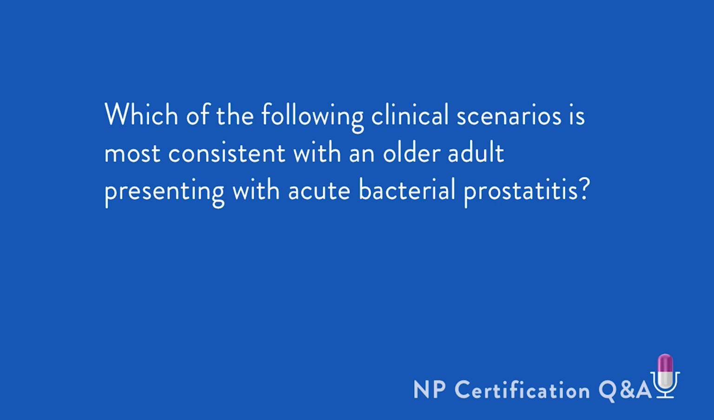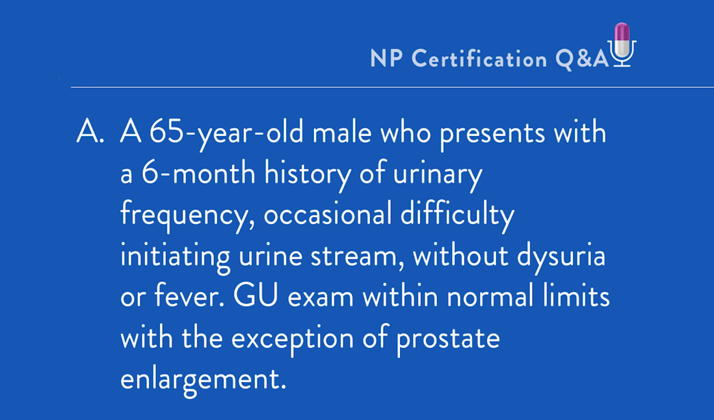Which of the following clinical scenarios is most consistent with an older adult presenting with acute bacterial prostatitis? A, a 65-year-old male who presents with a 6-month history of urinary frequency, occasional difficulty initiating urinary stream without dysuria or fever. GU exam is within normal limits with the exception of prostate enlargement.